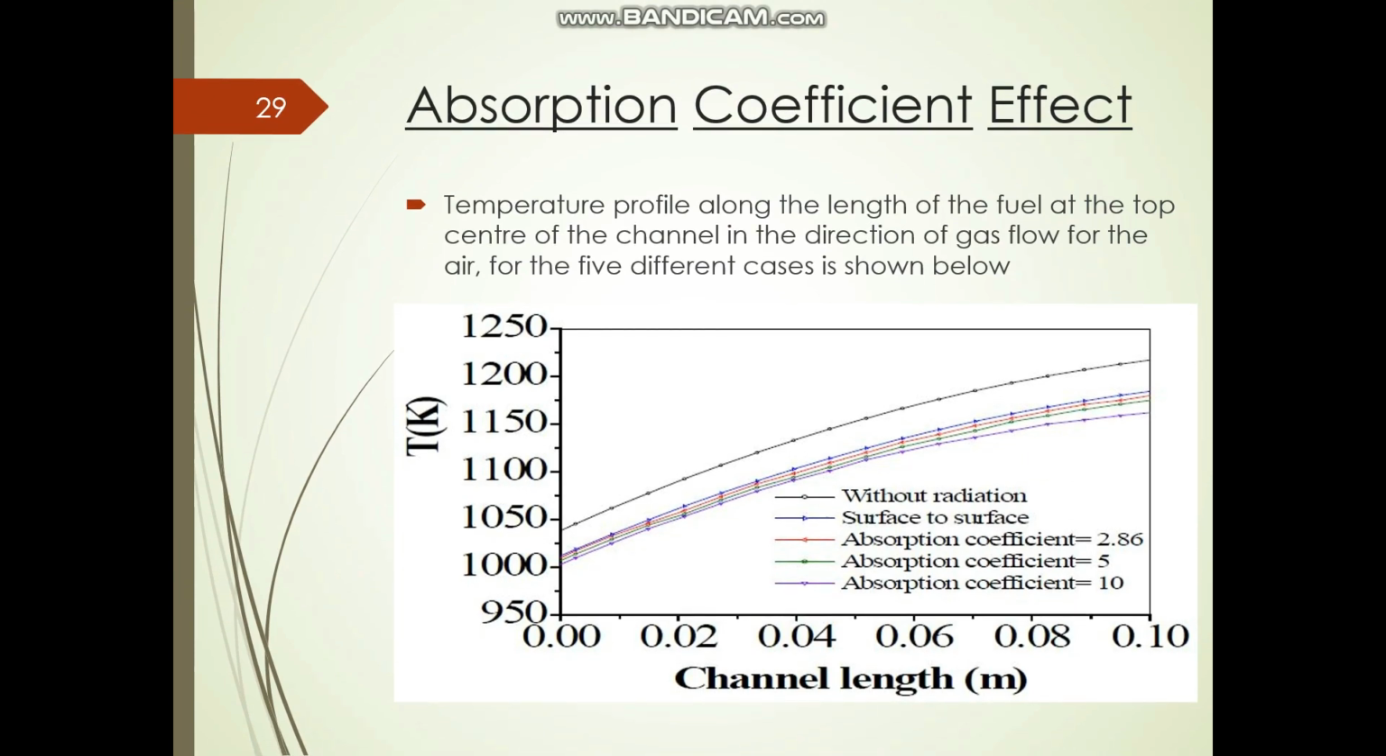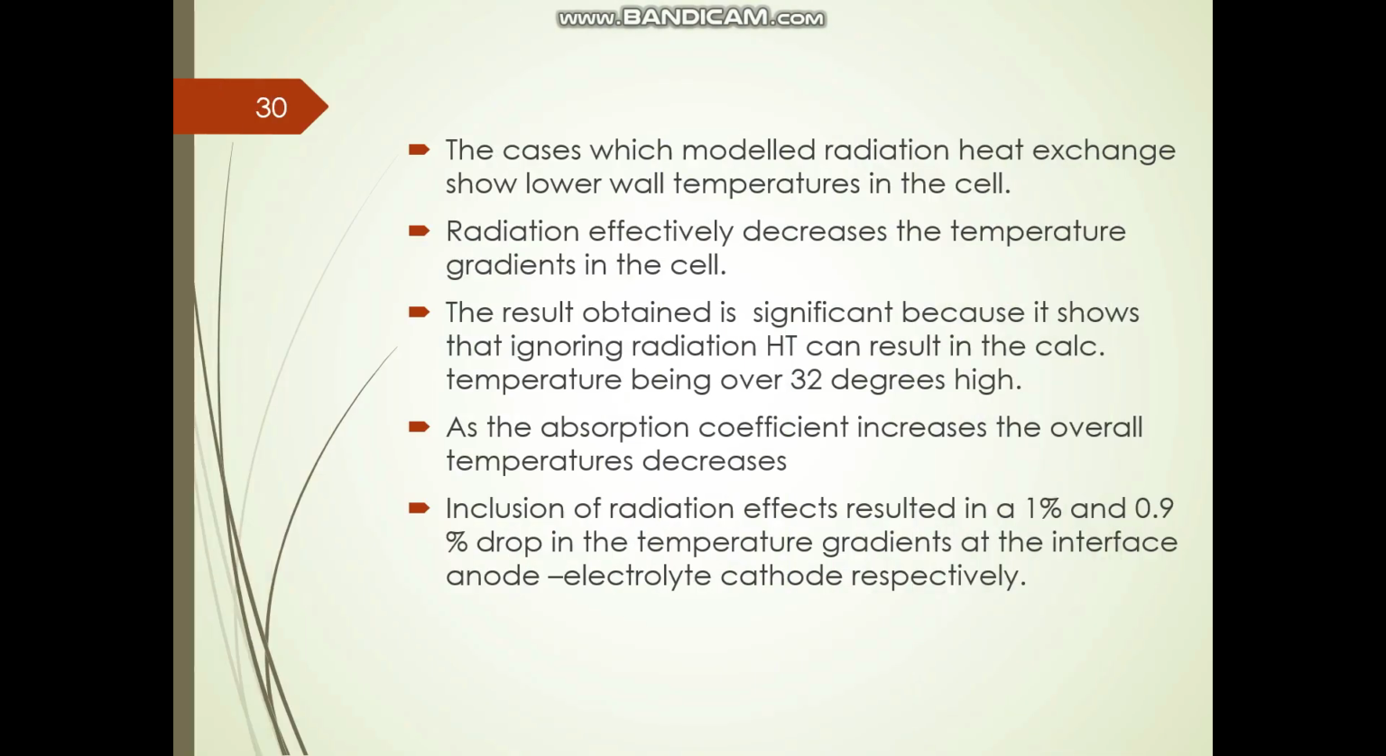Let's move on to the results of simulations using the approximations. From the graph of temperature versus channel length for different absorption coefficients, it can be seen that the larger the absorption coefficient, the lower the overall temperatures. The cases which model radiation heat exchange show lower wall temperatures in the cell. This makes physical sense because the hot upper walls radiate energy to cooler parts of the channel. Radiation effectively decreases the temperature gradients of the cell.